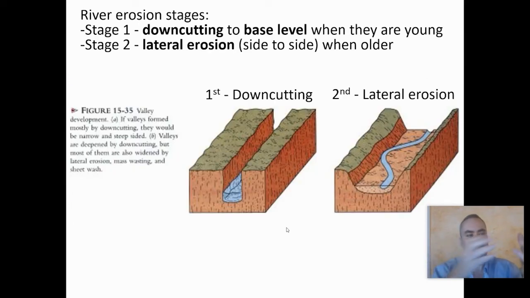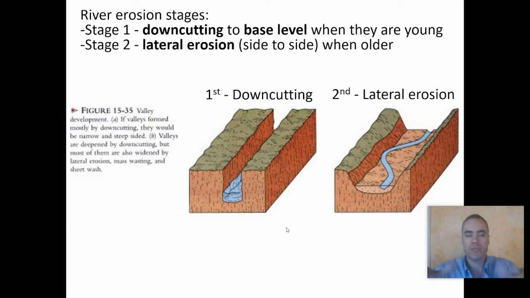How a young river that's just cutting its channel eventually ends up to be an old, vast river like the Ganges or the Nile River. And generally, rivers have three stages: young, middle-aged, and old. But we'll just break it down into two basic stages of erosion. Stage one is called downcutting, and stage two is called lateral erosion.